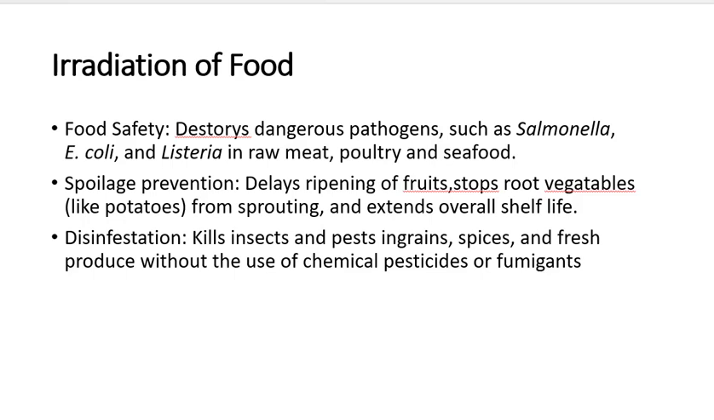Okay. Again, this irradiation of food destroys dangerous pathogens such as salmonella, E. coli, and listeria in raw meat, poultry and seafood. It delays the ripening of the fruit, stops the root vegetables from sprouting, and extends overall life. It actually kills insects and pests that may be in spices. Frequently, your spices are irradiated because it will kill these little critters so that you don't have to use a pesticide or a fumigant or something like that. So irradiation can be very positive.